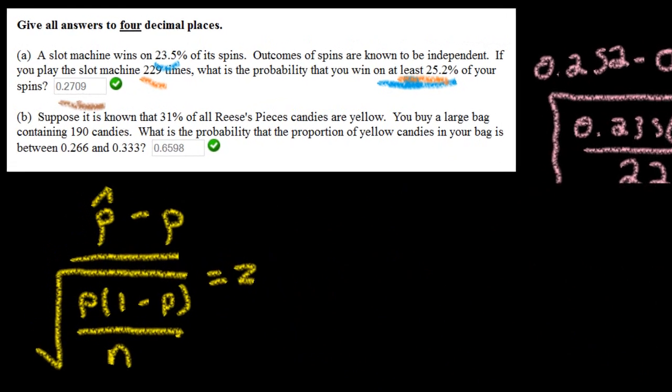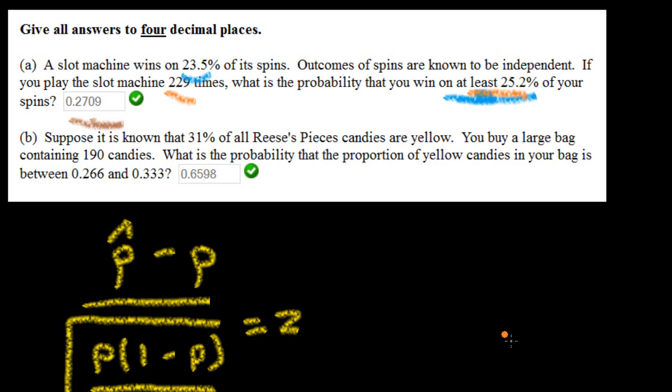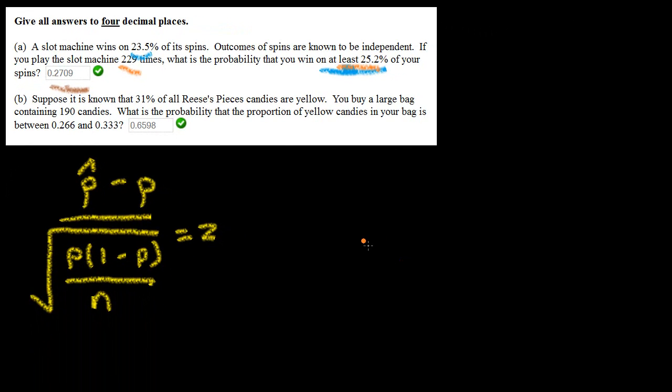Let's now move on to the second question. Suppose it is known that 31% of all Reese's Pieces candies are yellow. You buy a large bag containing 190 candies. What is the probability that the proportion of yellow candies in your bag is between 0.266 and 0.333? Again, we will be using the same formula. Our goal is going to be to standardize these two values here.